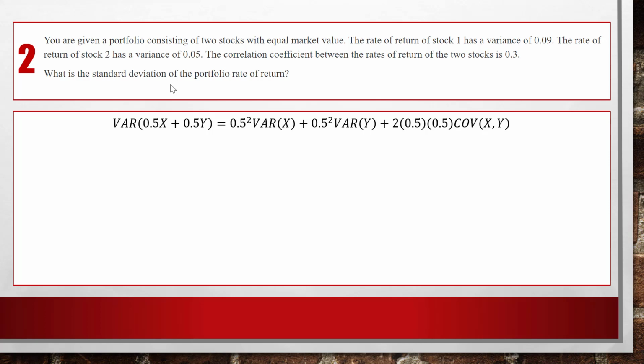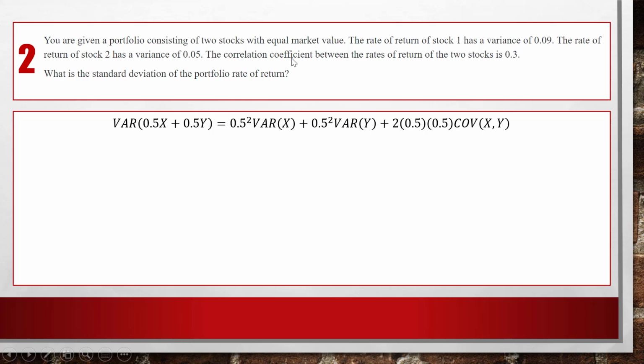We have 50% into stock 1 and 50% into stock 2. So we use either (x plus y) divided by 2, or you can use 0.5x plus 0.5y. Now we use the formula that we had in the slide of the important formulas. Variance of 0.5x plus 0.5y is equal to 0.5 squared variance of x plus 0.5 squared variance of y plus 2 times 0.5 times 0.5 covariance between x and y.